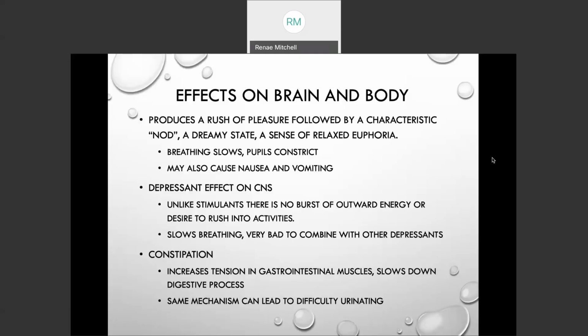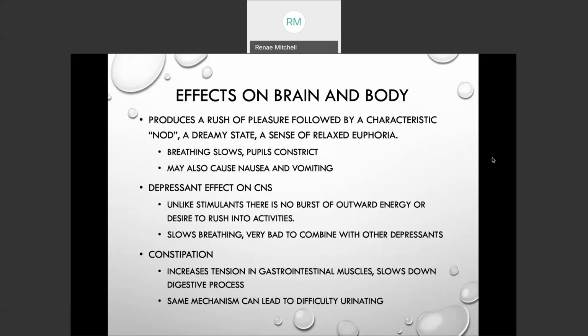But it's really that slowing down of the nervous system that can be very dangerous. Opioids slow down breathing. There are receptors in the brain stem. And so it's very bad to combine opioids with any other type of depressant, because you might double up on that depressant effect on the central nervous system and really slow down breathing to a dangerous level.